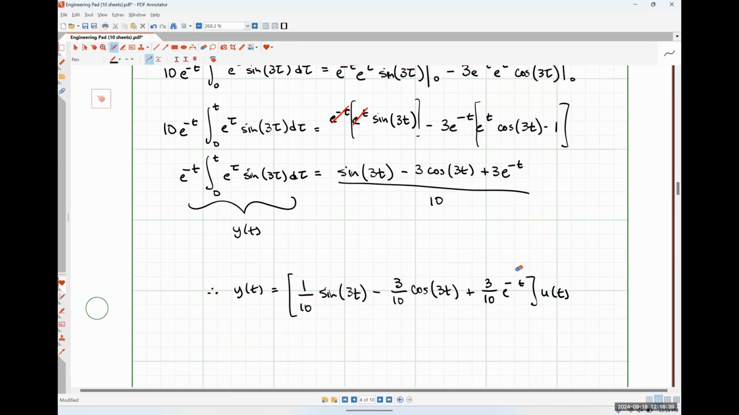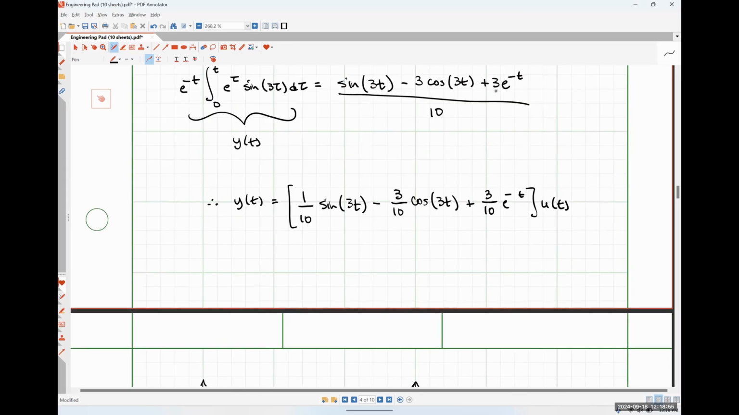0.1 angle -90 minus 0.3 angle 0 gives me, screw you calculator, I don't want rectangular. .316 and some change cosine 3t minus 161.565 degrees plus 3/10 e to the -t, all multiplied by u of t.